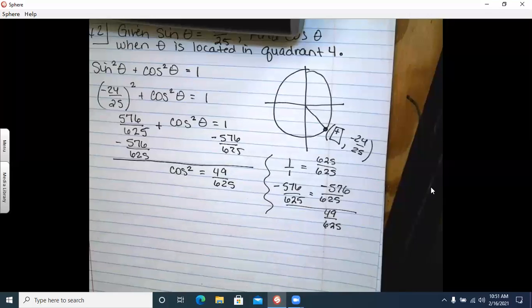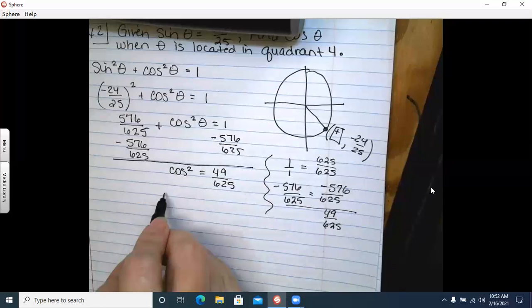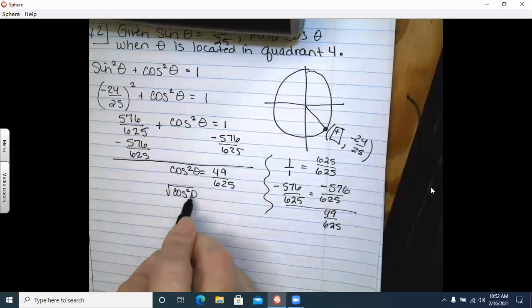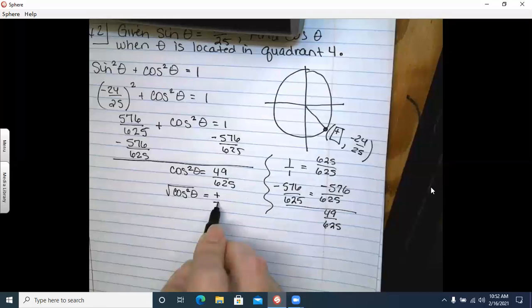All right, is that my answer? No, what do I have to do? Square root. Oh, I forgot my theta. Square root of the cosine squared of theta, and the positive and negative square root of 49 over 625.